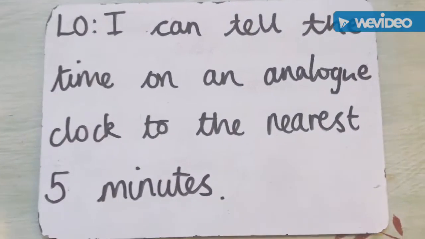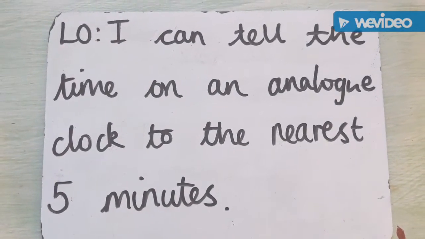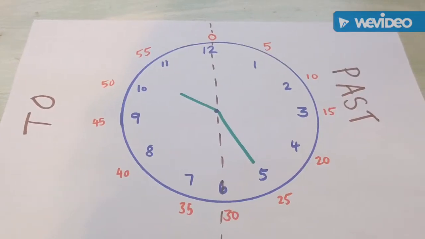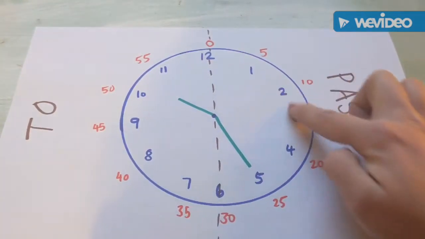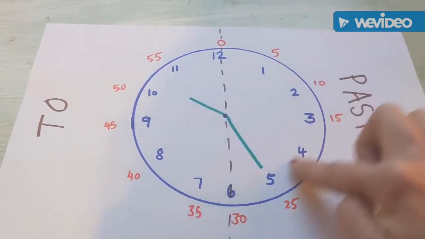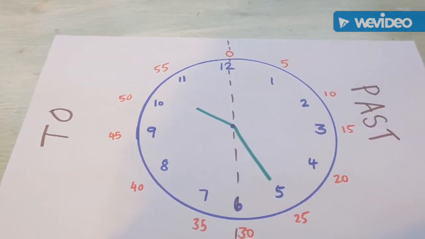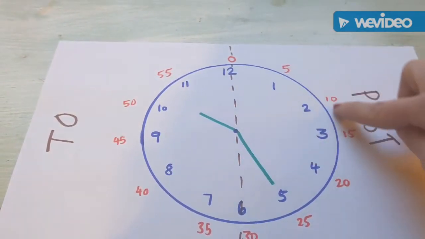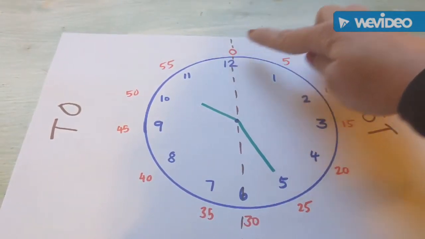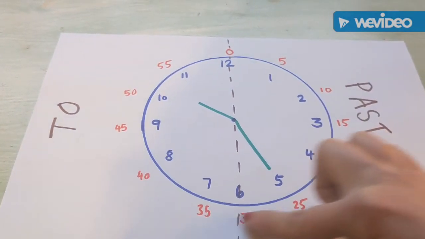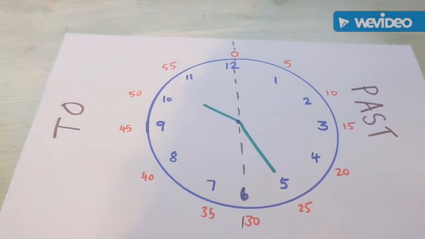Okay, so the learning objective today is I can tell the time on an analogue clock to the nearest 5 minutes. Okay, let's start by looking at this clock face and just having a little recap from yesterday. So the numbers that go around the middle of the clock face here, that go from 1 to 12, are your hours. And then the numbers that I've written on around the edge that not all clocks have are the minutes. So it goes from 0 at the top and it goes in 5s, 10, 15, 20, all the way up to 55, and it would go to 60 because there are 60 minutes in 1 hour.